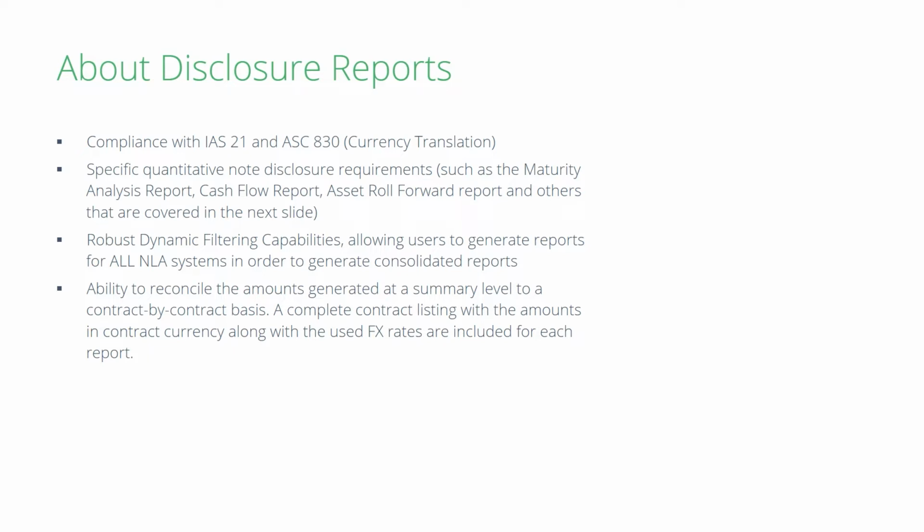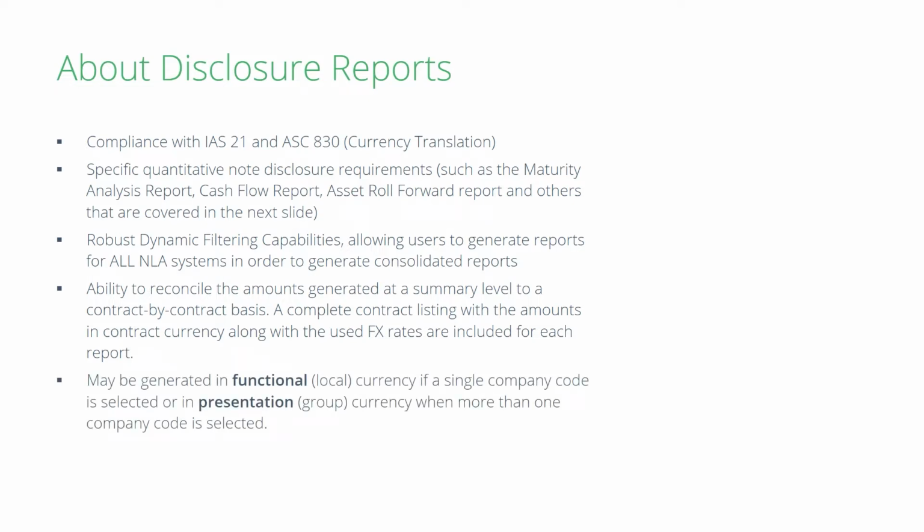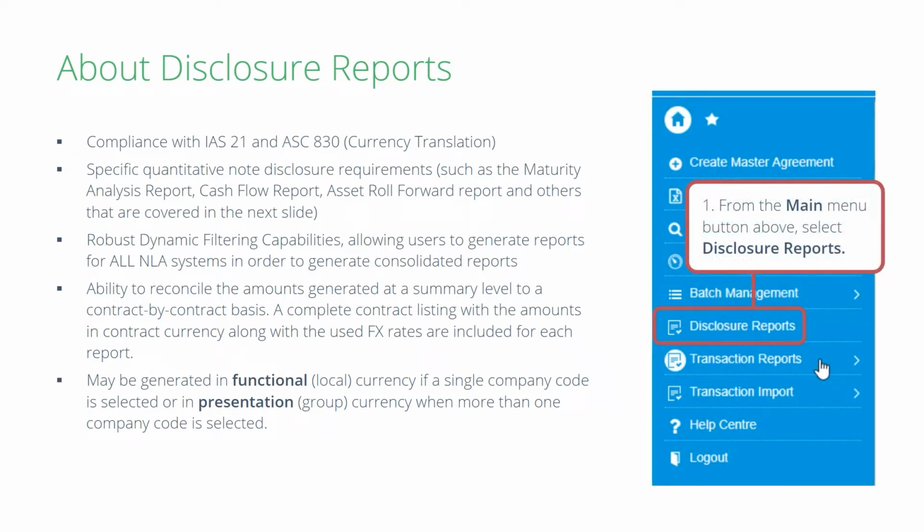The report may be generated in functional or local currency if a single company code is selected, or in presentation or group currency when more than one company code is selected. On the right-hand side, we're able to view that the disclosure reports are available by clicking on the main menu and selecting the Disclosure Report option.